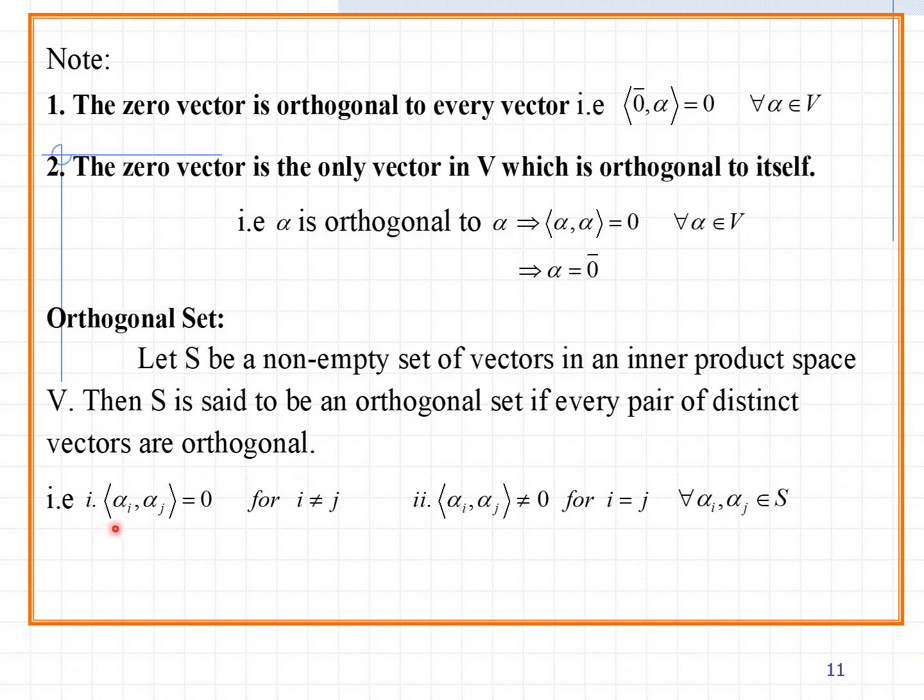So inner product of alpha i, alpha j equals 0 when the two vectors are different, that is, i not equal to j. And inner product of alpha i, alpha j is not equal to 0 for i equal to j, when both vectors are the same. When the vectors are different, it is 0. When both vectors are the same, it is not equal to 0. It means an orthogonal set.